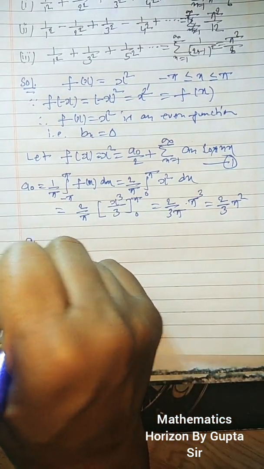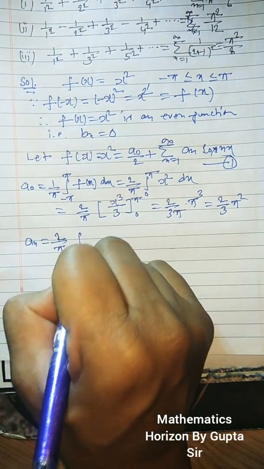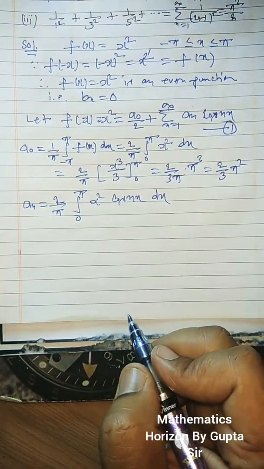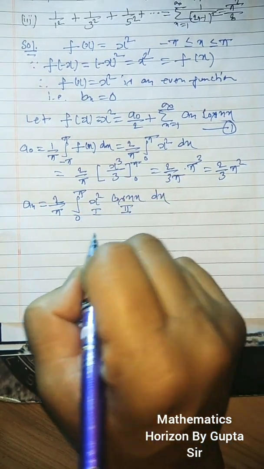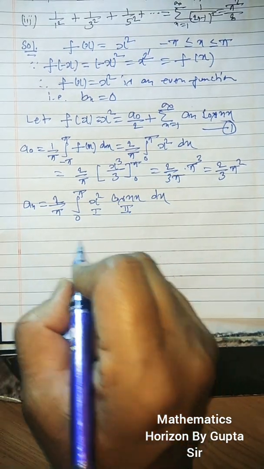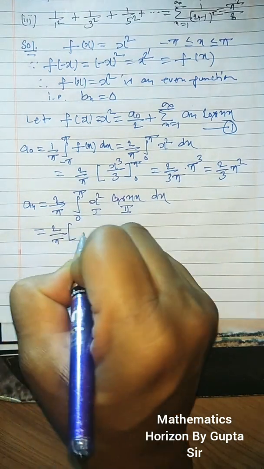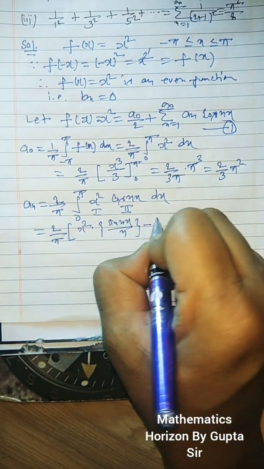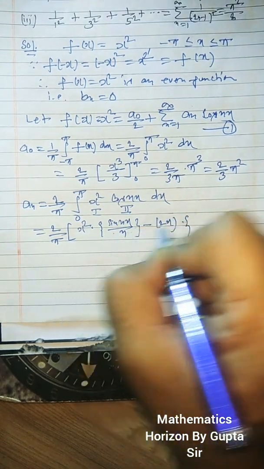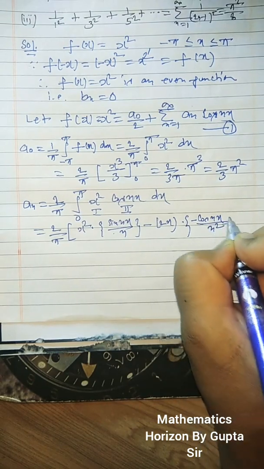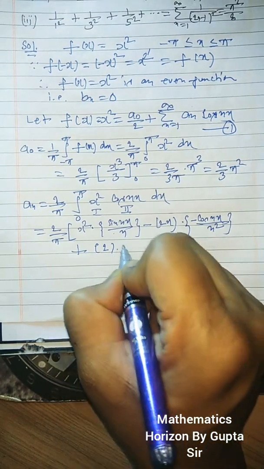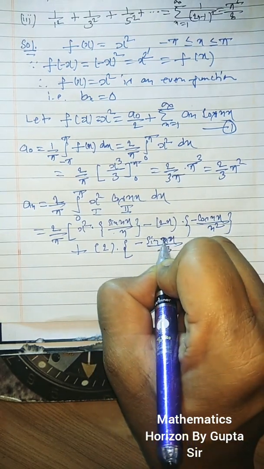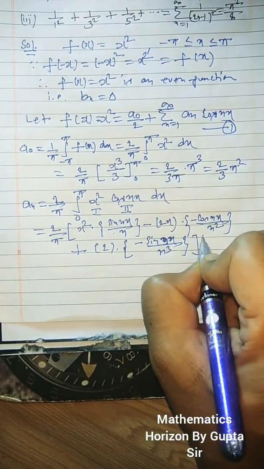Next we find an. Formula of an is 1 upon pi, that is 2 upon pi, integral from 0 to pi of x square cos nx dx. Now we integrate by parts, taking x square as the first function and cos nx as the second function. That is 2 upon pi: first function x square, integration of second, that is sin nx upon n, minus differentiation of first 2x, integration of second, which is minus cos nx upon n square, plus differentiation of first, that is 2, integration of second, minus sin nx upon n cube, and limit is 0 to pi.